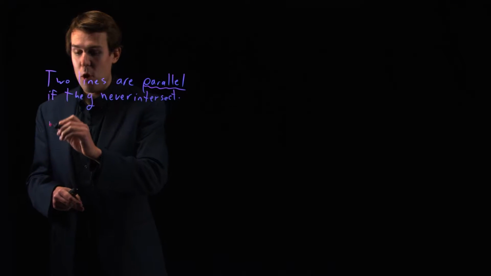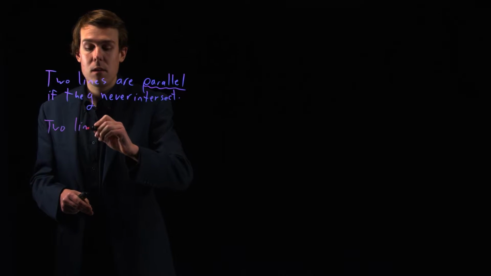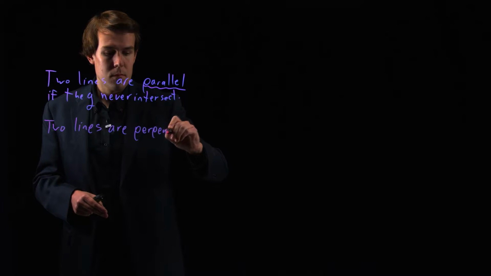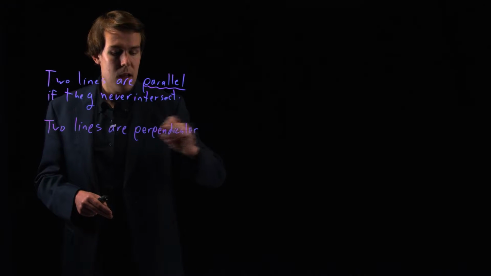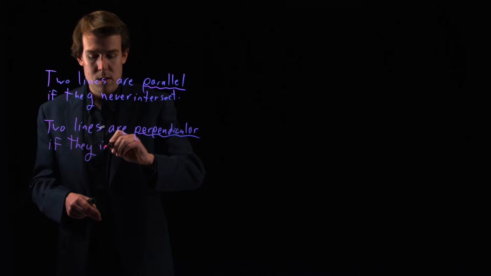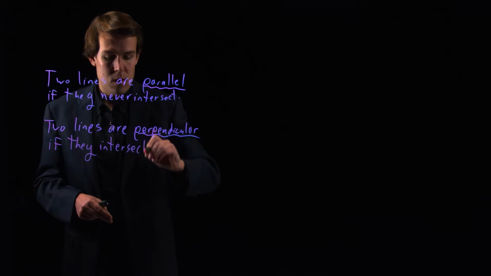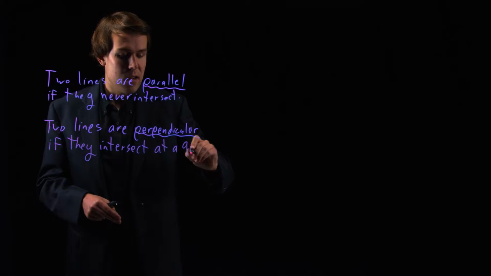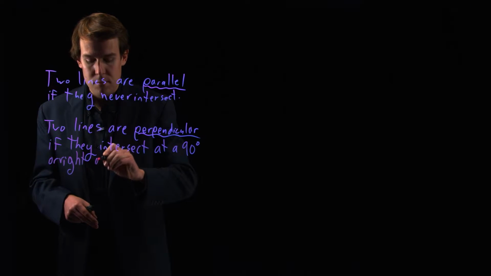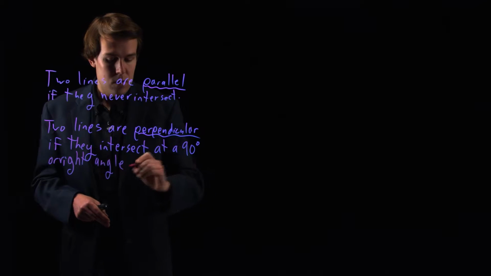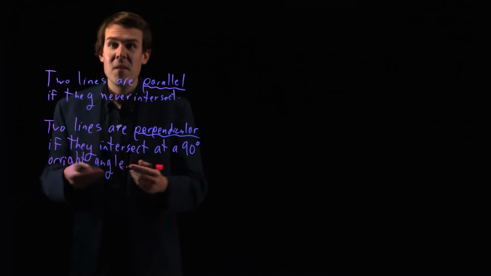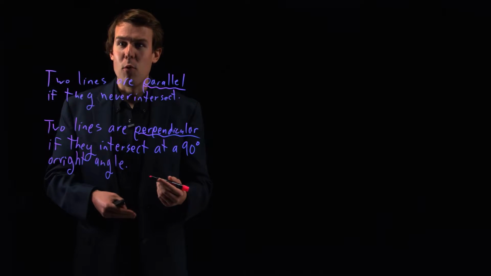We say that two lines are perpendicular if they intersect in a special way. If they intersect at a 90-degree, also known as a right angle. So let's look at some pictures of parallel lines and perpendicular lines to make this mathematical definition more intuitive.